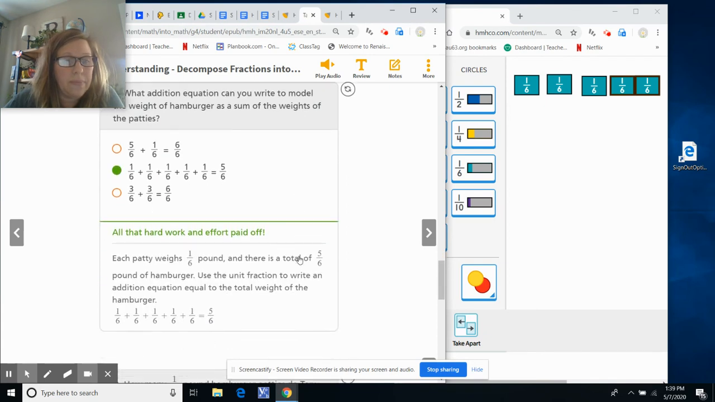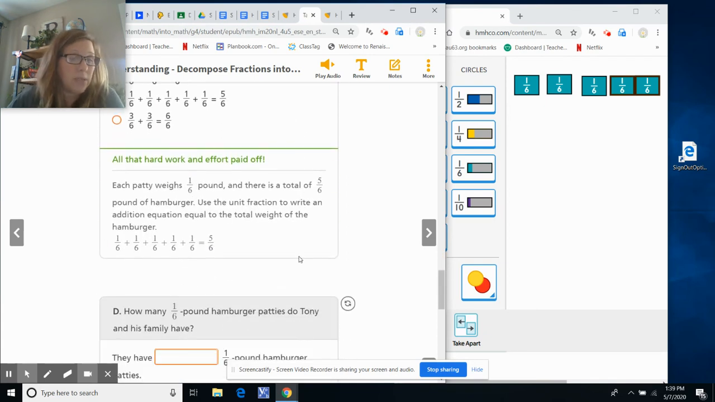Check that answer. So it says each patty weighs 1/6 pound, and there is a total of 5/6, right? We can count them up right there. There's 5. We took them apart. We decomposed that model and came up with these unit fractions.